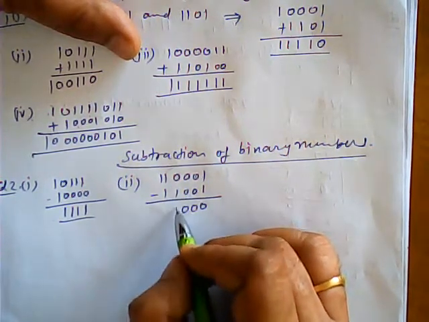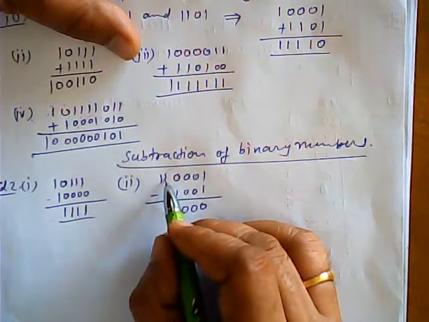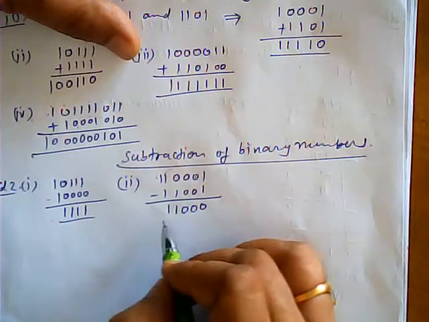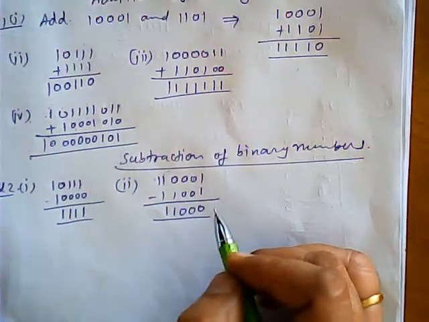So 2 minus 1 is 1. What is remaining here? Here is 0. Again we take a carry from here. So it is 2. 2 minus 1 is 1. So this is the difference of the two numbers.